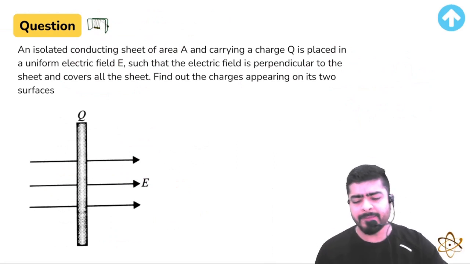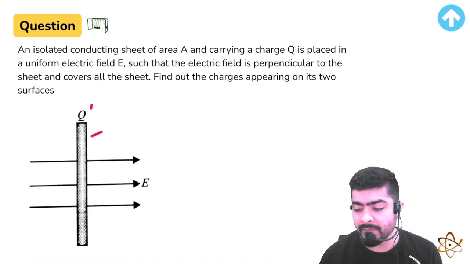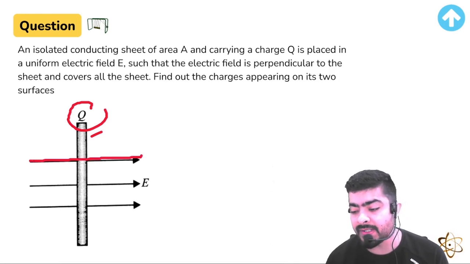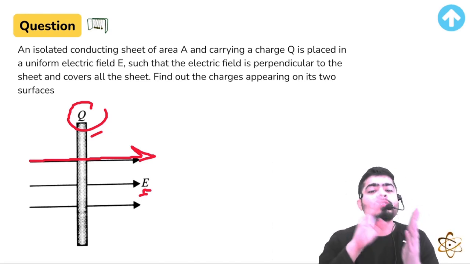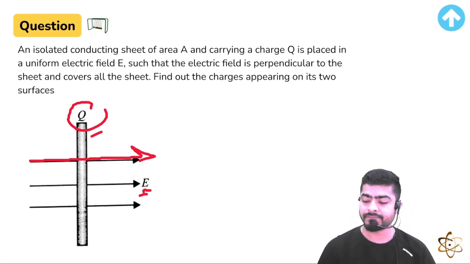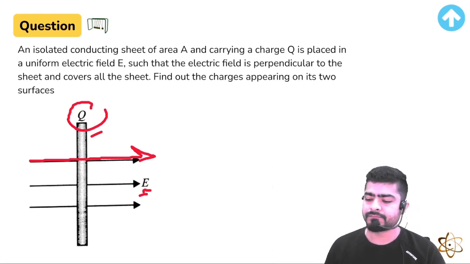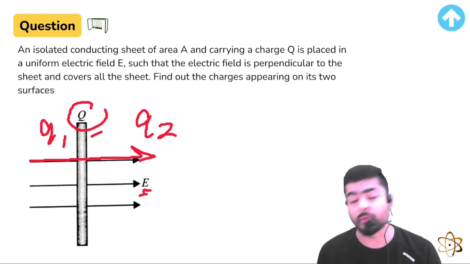Question is slightly tricky. Think what to do over here. We are given a conducting plate having charge Q. The plate is placed in a uniform electric field E. We have to find the distribution of charge on the two sides of the plate. Think what to do with this. I'll give you a small hint. Assume some charge on the left as Q1 and some charge on the right as Q2. So Q1 plus Q2 will be equal to total charge Q.